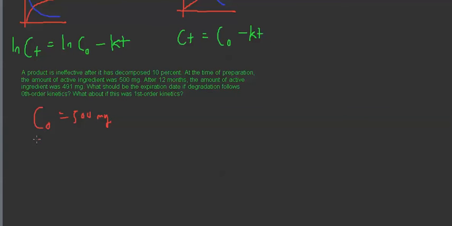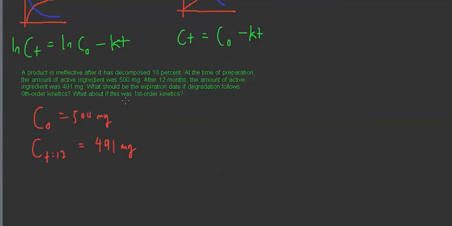Okay, so we know that Ct, where t is equal to 12 months, right, is 490. And generally, Ct is less than C0, because C0 is your starting amount, and you decay, so obviously C0 should be bigger, right, than Ct. Ct is your amount after some time has passed. Okay, so what should be the expiration date if degradation follows zero order kinetics? What about if this was first order kinetics?